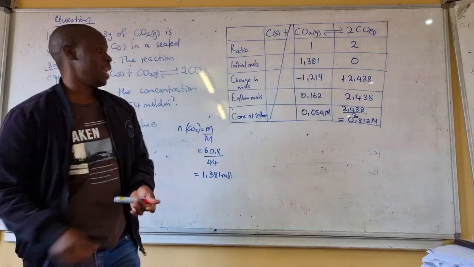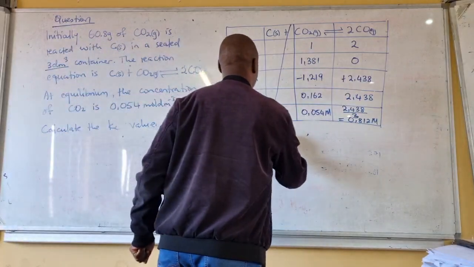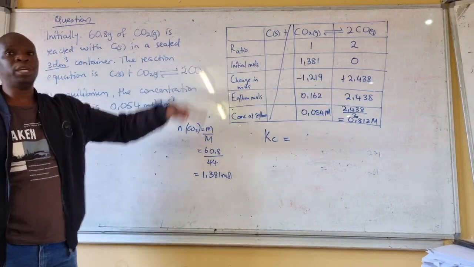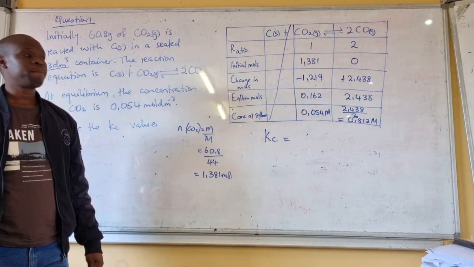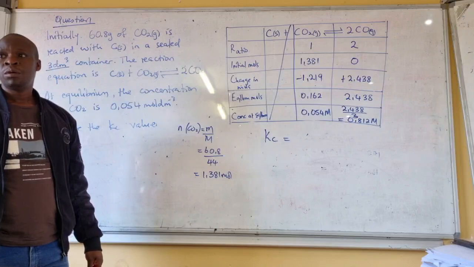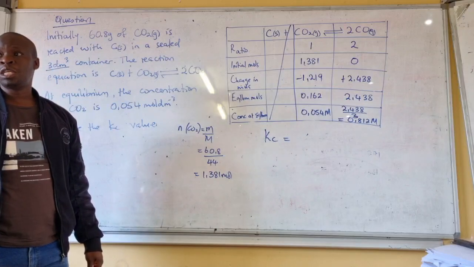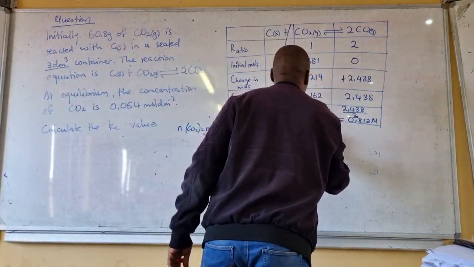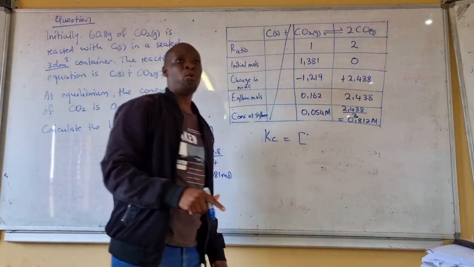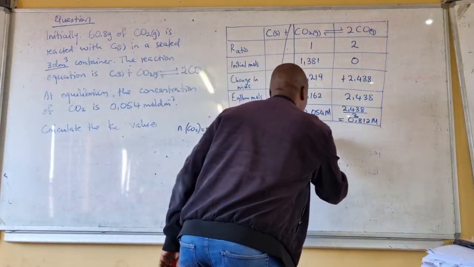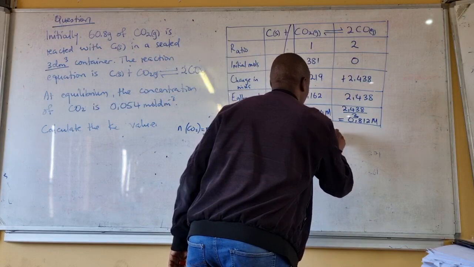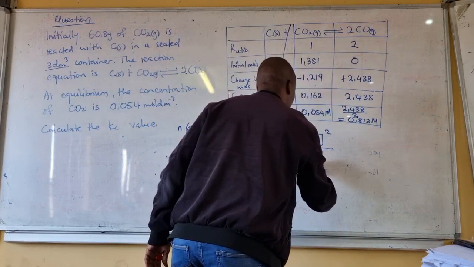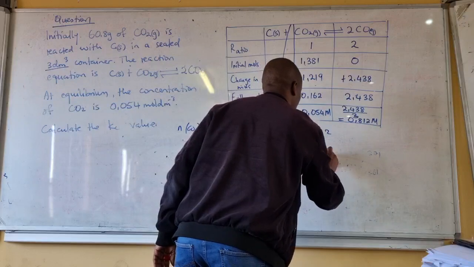We move on to the Kc expression. What's going to be the Kc expression for this equation? Concentration of carbon monoxide, which is the product. Concentration of carbon monoxide squared because of the coefficient 2, divided by the concentration of carbon dioxide.